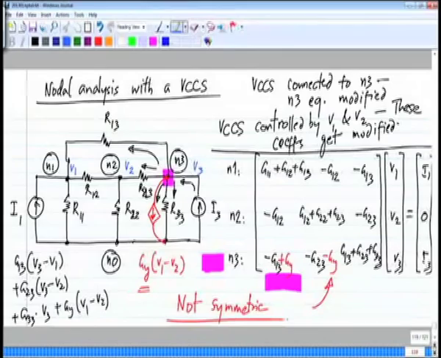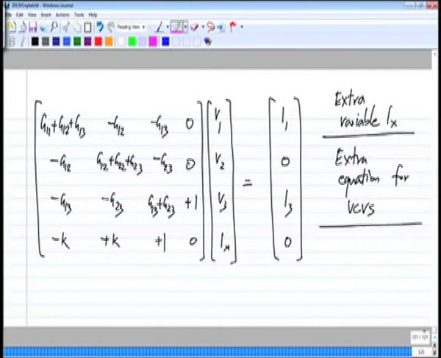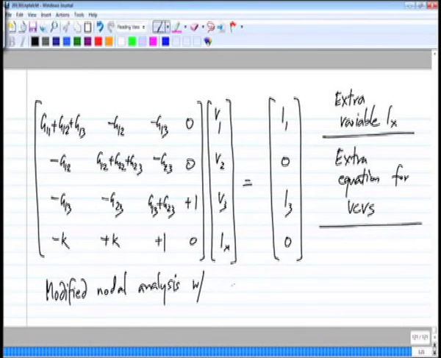Okay. So if you look at the coefficient of V1, it is plus GY minus G13. V1 appears here and here. So it is GY minus G13, and for V2 it is minus GY minus G23. Okay, so I hope that is clear. So this is what is known as modified nodal analysis with voltage controlled voltage source. Okay.